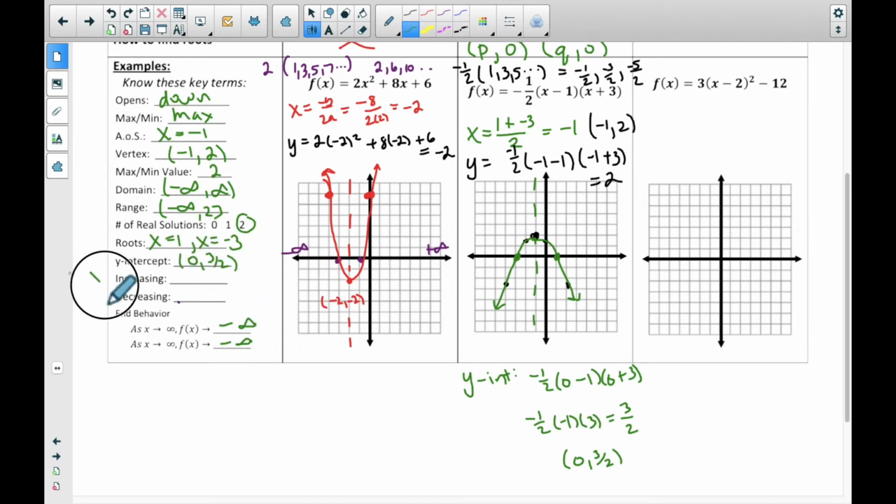Increasing, remember, increasing is our x values. And so this over here is negative infinity, and over here is positive infinity. So it's increasing. I go left to right. It's increasing from negative infinity all the way up to -1. And then at -1, it starts going down. And from -1 to positive infinity, x values, it is going down.